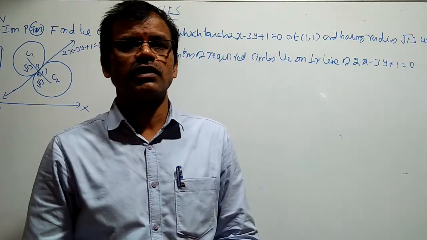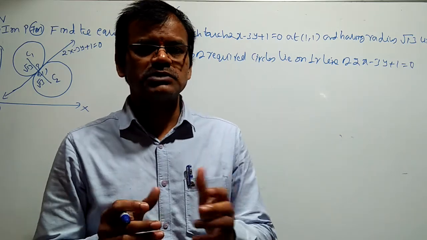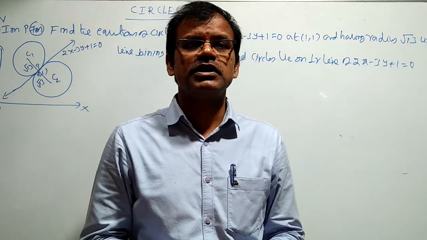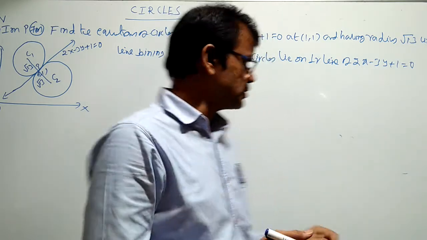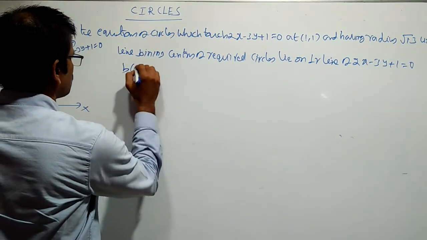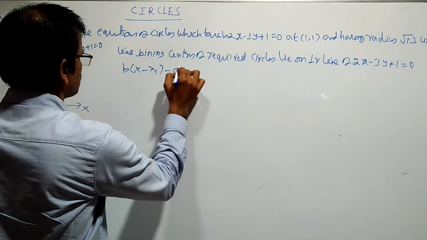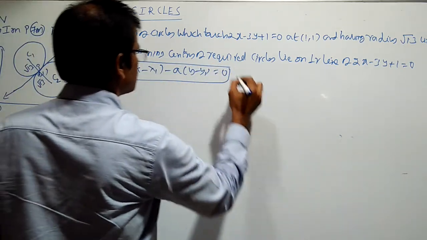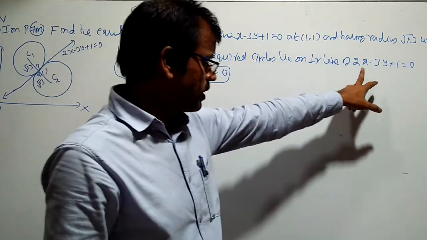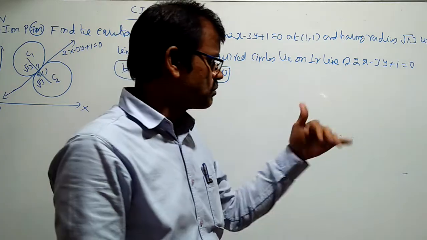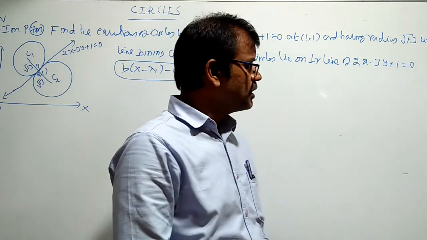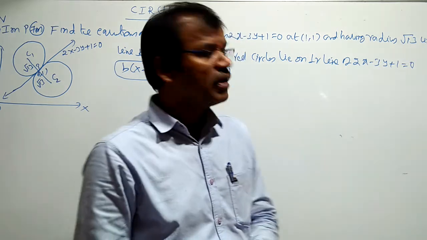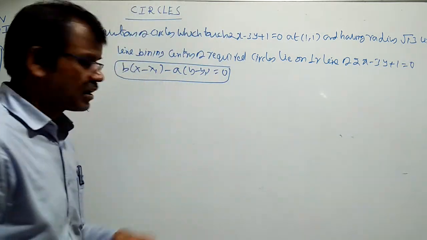In first year straight lines you have learned that the perpendicular line passing through x1 comma y1 to the line ax plus by plus c equal to 0 is b into x minus x1 minus a into y minus y1 equal to 0. I am writing the formula also. Some staff used to say this one by taking the perpendicular line of ax plus by plus c equal to 0 in terms of bx minus ay plus k equal to 0, passing through the point 1 comma 1, finding the value of k, and you will get the perpendicular line. But this is a shortcut, a better method.